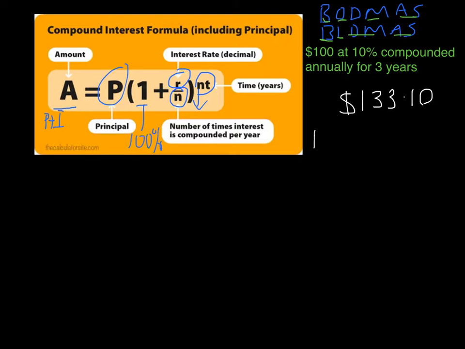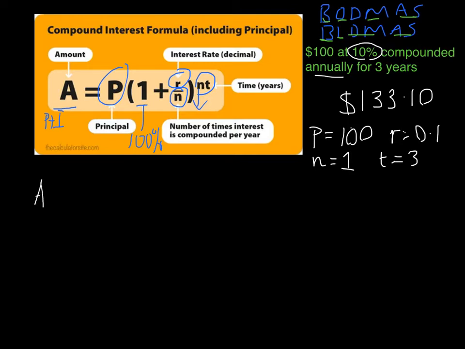We know that our P value, our principal, is equal to $100. We know that our rate is 10%. That as a decimal is equal to 0.1, dividing it by 100. N is the number of times the interest is compounded per year. It's compounded annually, so it's just once per year. And the time is over 3 years. So now we just need to put those values in the formula.